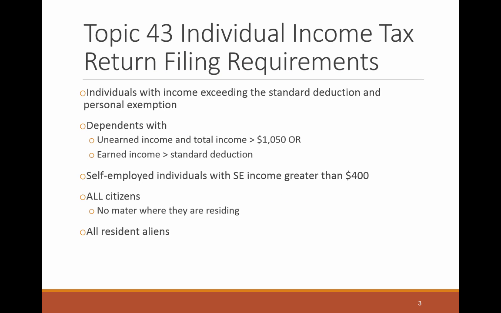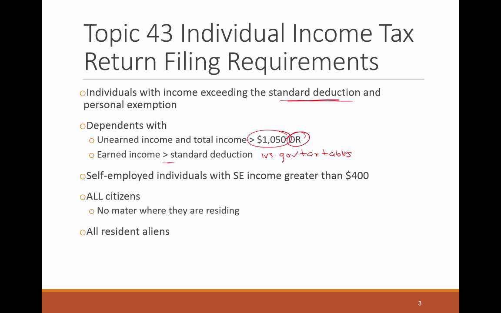So we are looking now at individual income tax requirements. If you have individuals with income exceeding their standard deductions and personal exemptions, or dependents, you have to include them in your filings. That could be unearned income for a total of greater than $1,050, or, notice the key word there, or earned income that is greater than the standard deduction. Note the standard deduction changes every year. If you go to irs.gov and get the tax tables, you will see those deductions each year.